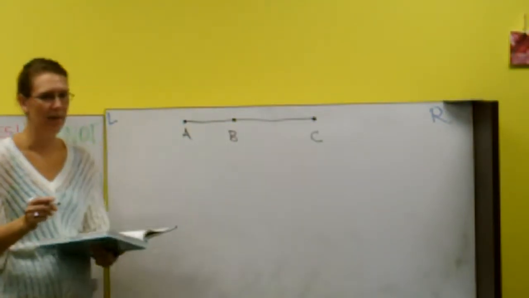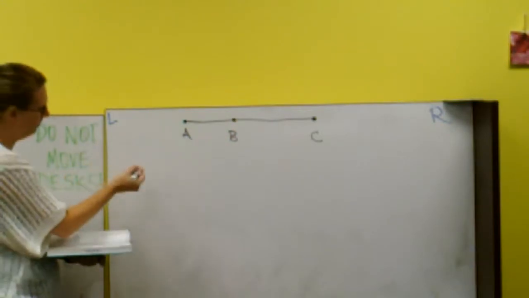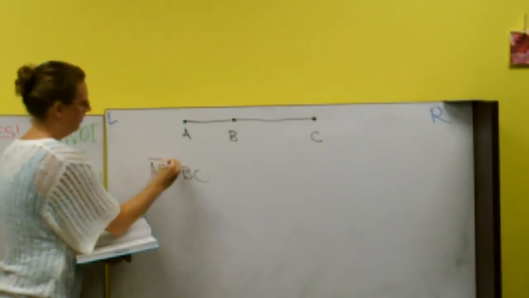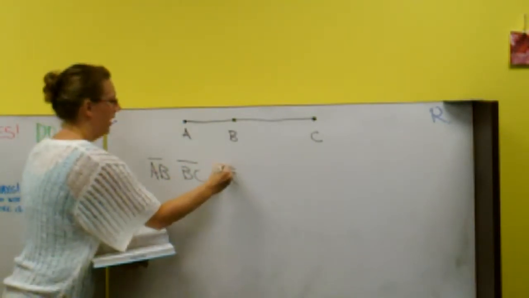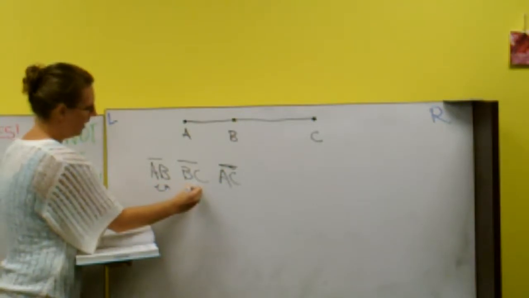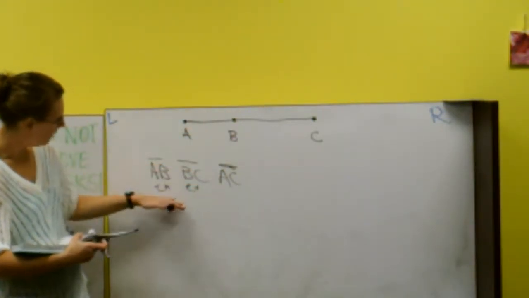Someone name this line segment. Jarvis? Line segment AB, line segment BC. Beautiful. And you can also rearrange these letters. They can go either direction. It doesn't matter which one you list first. Okay? Good. So, we've named our line segment.